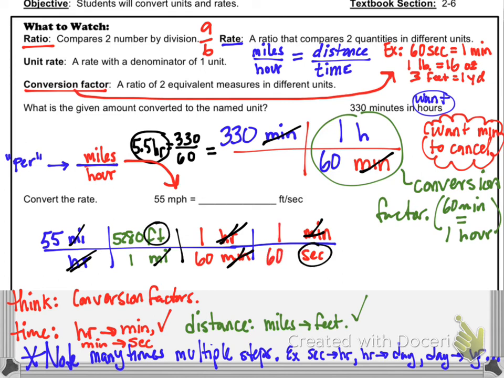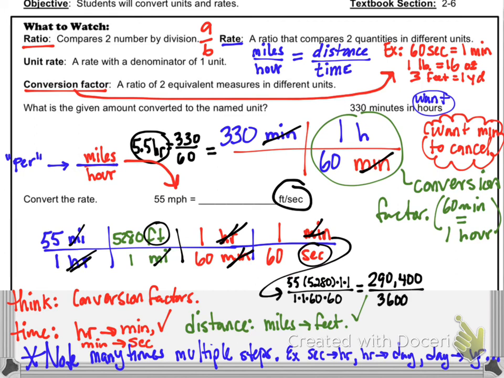And I'm left with feet on top, seconds on the bottom, which is exactly what I was trying to solve for, feet per second. So to calculate this, you multiply all the tops, multiply all the bottoms, and then divide those two remaining numbers. Watch the next video to complete the notes.